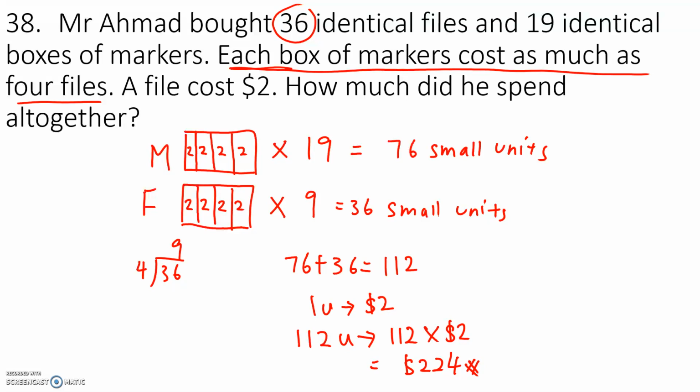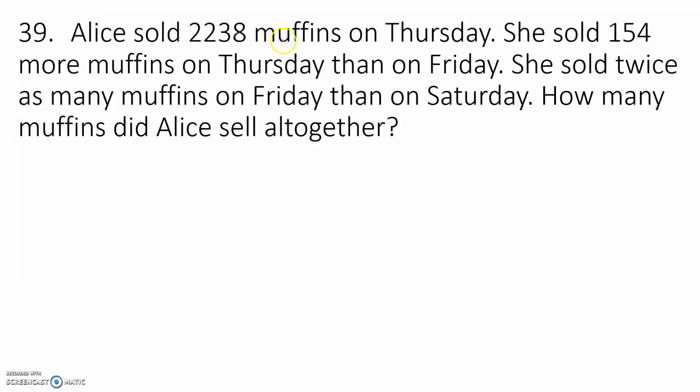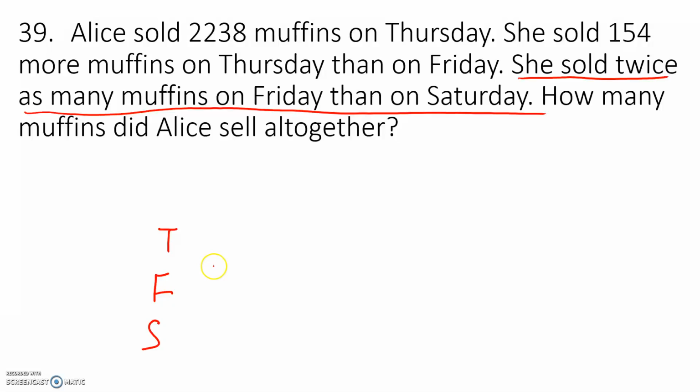Okay, let's go on to question 39. Alice sold 2,000 oval muffins on Thursday, and on the next day, Friday, she sold 154 more on Thursday than on Friday. So you have a Thursday, you have a Friday, and she said she sold twice as many muffins on Friday than on Saturday. So twice as many on Friday. Let's shorten this story. Twice on Friday, Saturday only one. And we are interested to find out about Thursday.